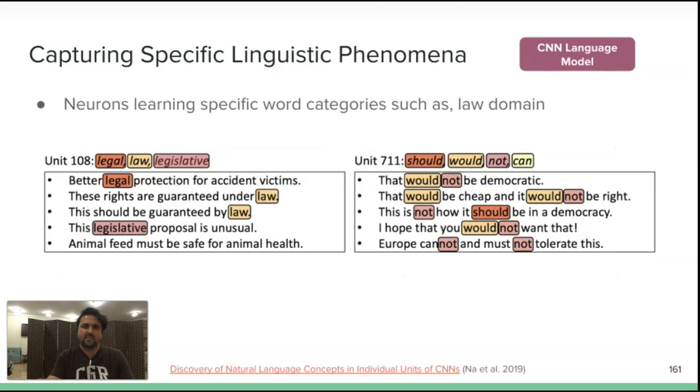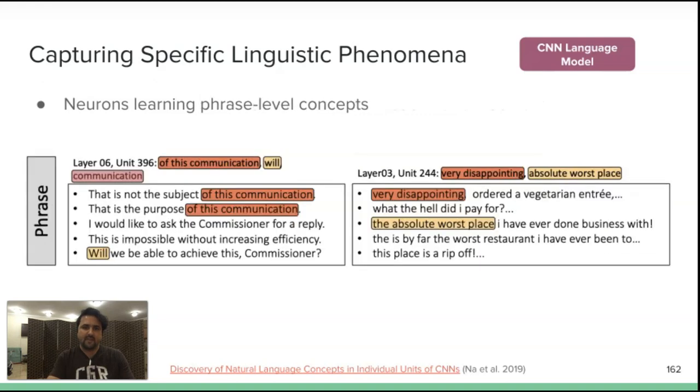Bau et al. studied convolutional neural networks trained across different tasks and datasets and found neurons corresponding to specific natural language concepts, such as very shallow lexical concepts like words or phrases or morphemes, or auxiliary verbs like should, would, not, can. Some of the neurons were capturing larger chunks of words, like prepositional phrases on the left of the screen, and negative and positive adjectival phrases when the model was trained towards the task of sentiment classification.